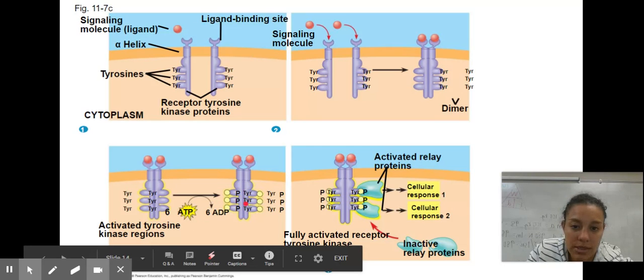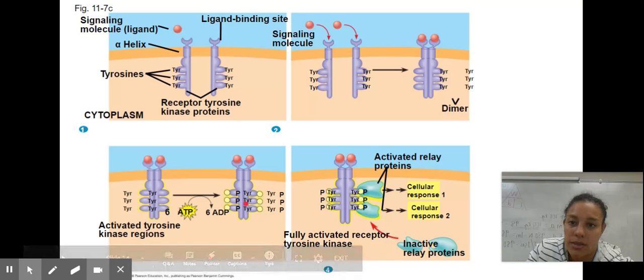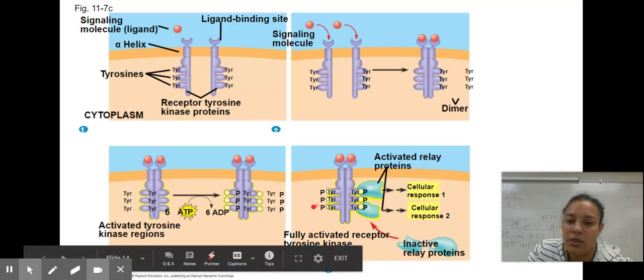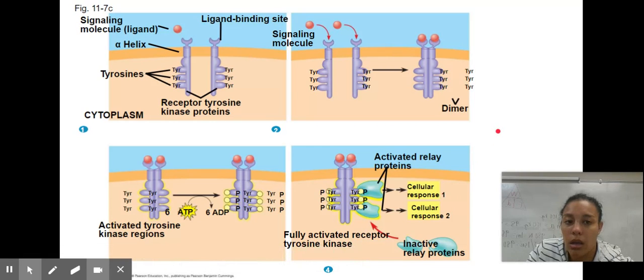Once those proteins are dropped off to this receptor tyrosine kinase, that's going to fully activate those proteins and then start triggering a response. So we can see that there are some relay proteins that will come and link up and start saying, let's do this, which might be reproduction. So that's the breakdown of our receptor tyrosine kinases. But again, this is step 1, reception.